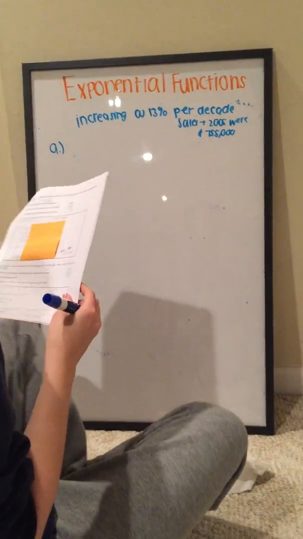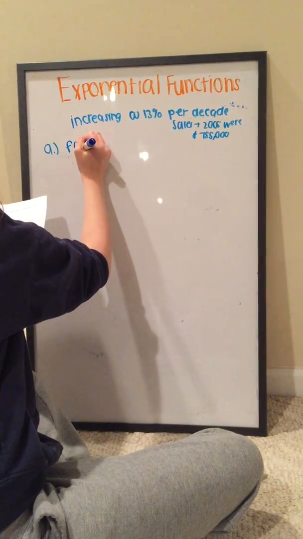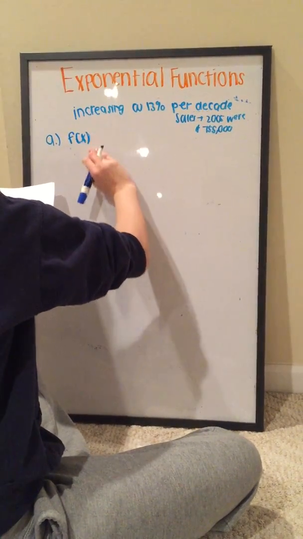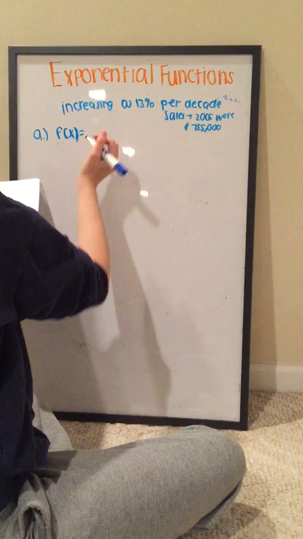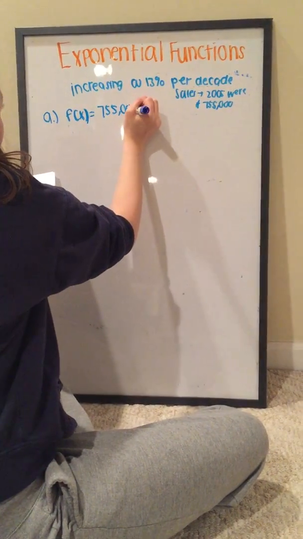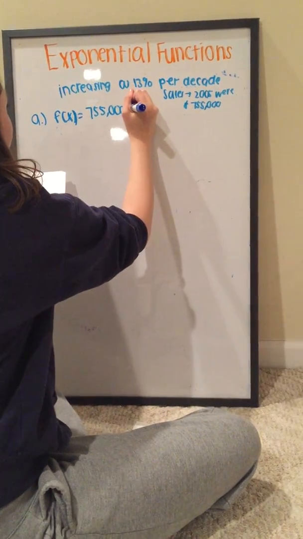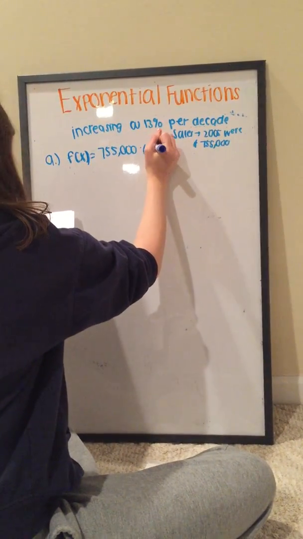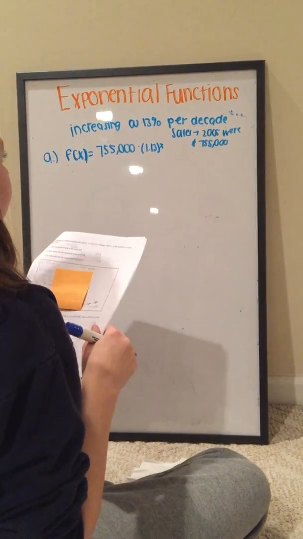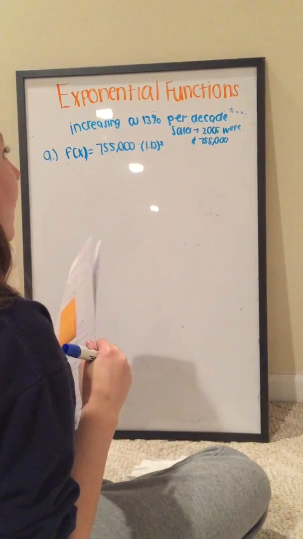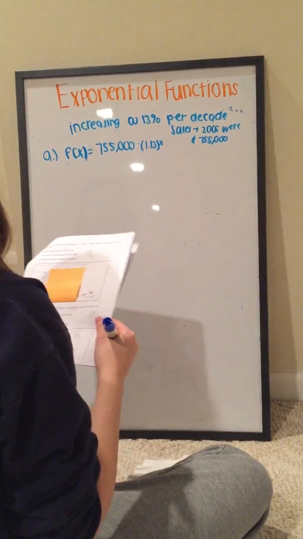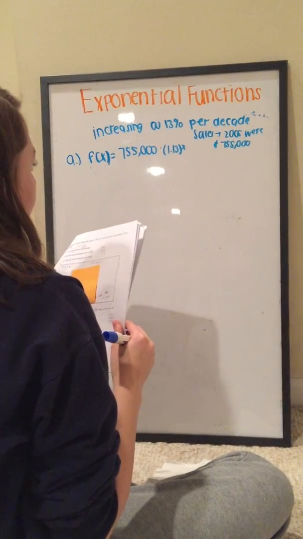So to write the model, we would do f of x, because it's a function. f of x equals 755,000 times 1.13 to the x. And so, like I said, since this is an increasing growth kind of problem, we want to add 13% to 1. And so that's how we get 1.13.